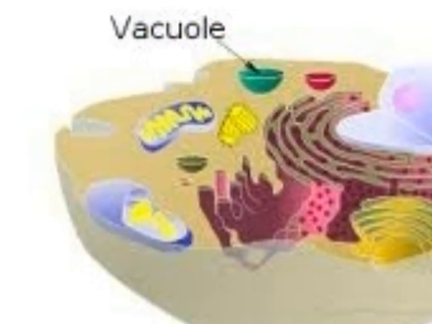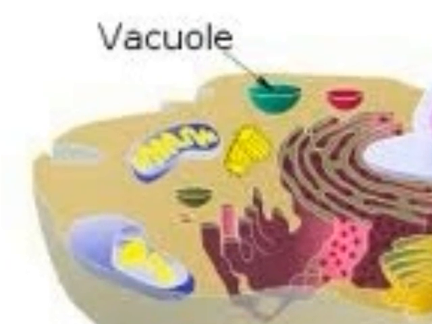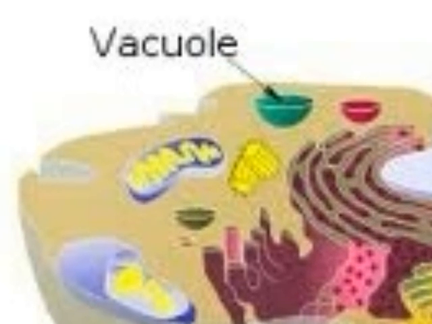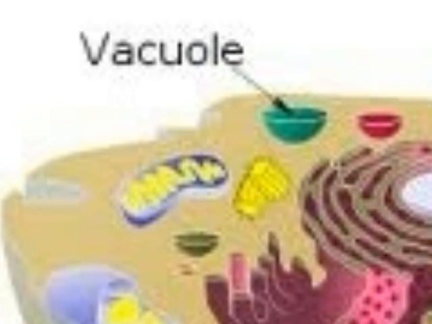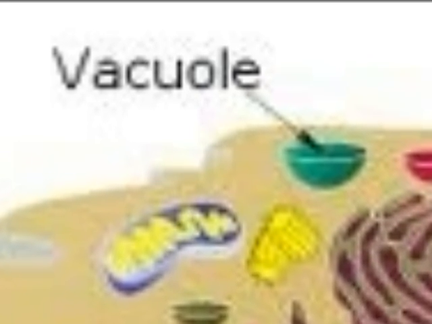Our next organelle to look at is the vacuole. The vacuole is a bunch of membrane-bound sacs. They're larger than vesicles, and store materials such as water, salts, proteins, and carbohydrates.